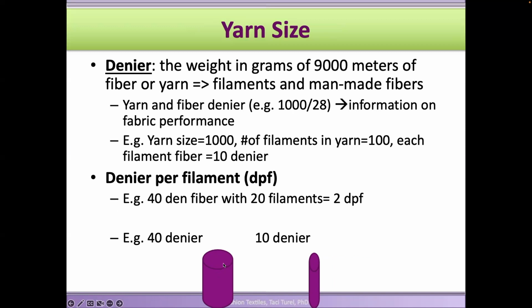And if you have a yarn that is made out of, say, 20 filaments, that means there are 20 filaments inside this yarn, and the total is 40 denier. Then you can divide 40 by 20. That means each of those fibers is 2 deniers per filament. So we use that term 2 DPF, denier per filament. So you have 2 deniers per filament, you have 20 filaments, and that makes up this one yarn, which is 40 denier.